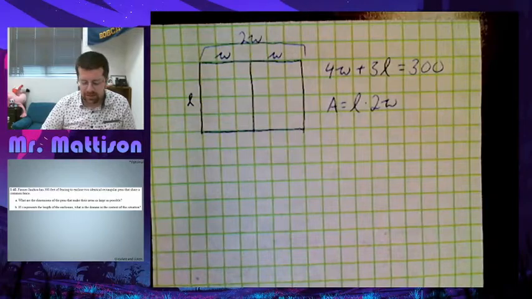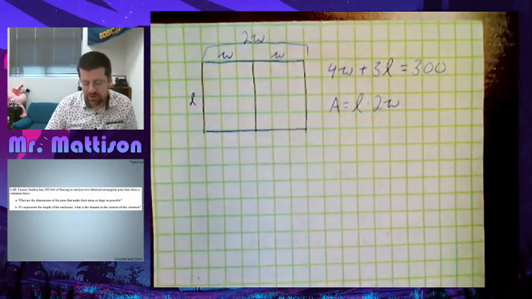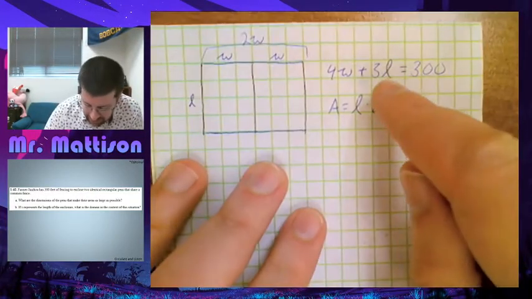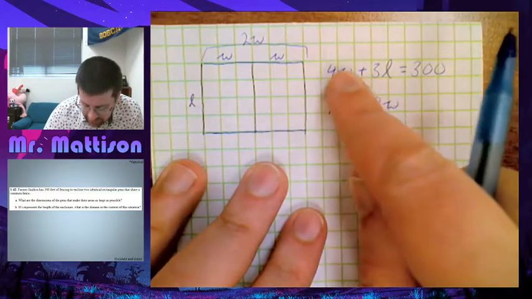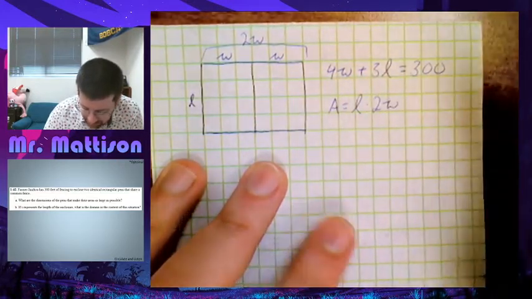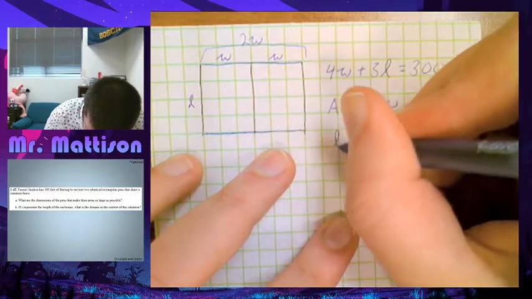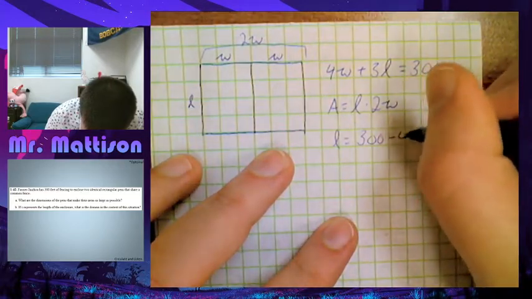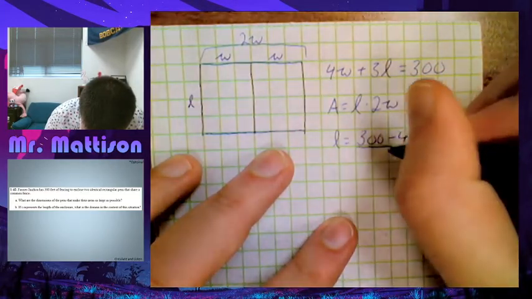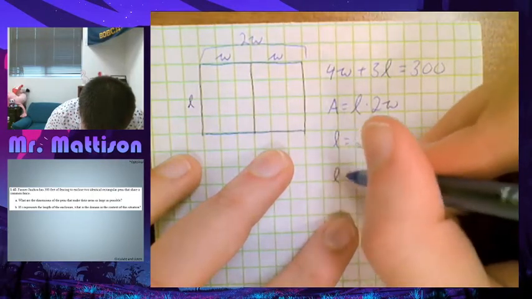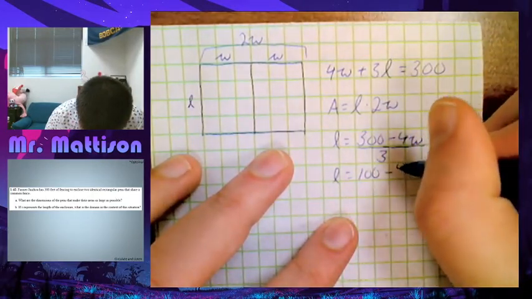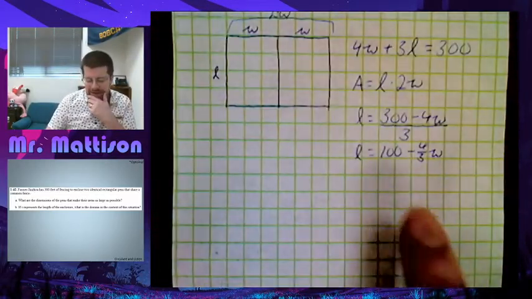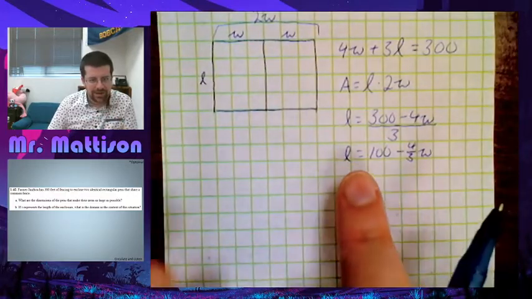So I can try and isolate either the length or the width here, whichever one I feel is going to be nicer. It doesn't really matter. I'm going to go ahead and isolate the length. So I'm going to subtract 4W over, divide by 3, and I would get the length is equal to 300 minus 4W all over 3, which is going to be length is equal to 100 minus 4 thirds W. So I've gotten my length by itself in terms of W.